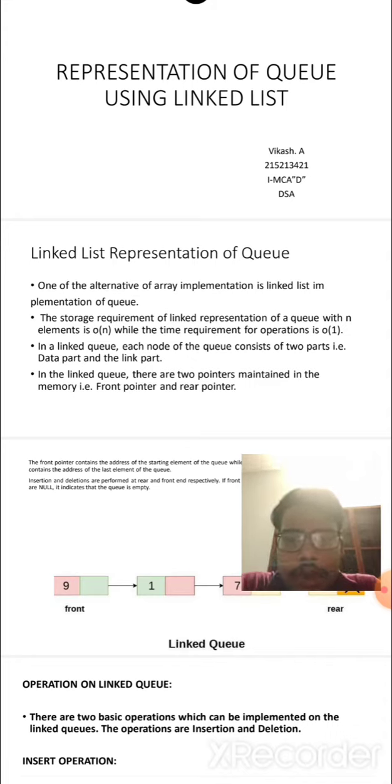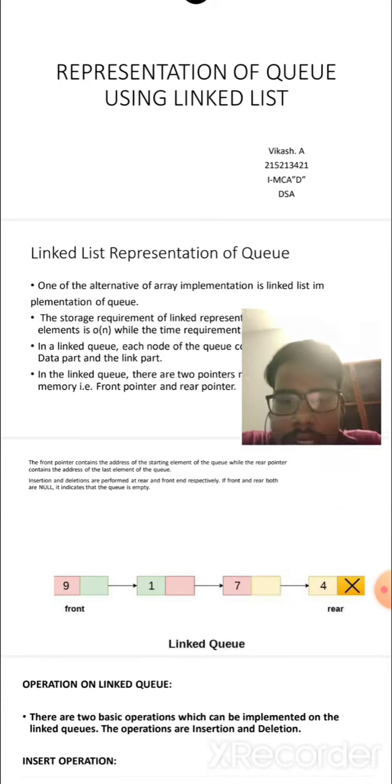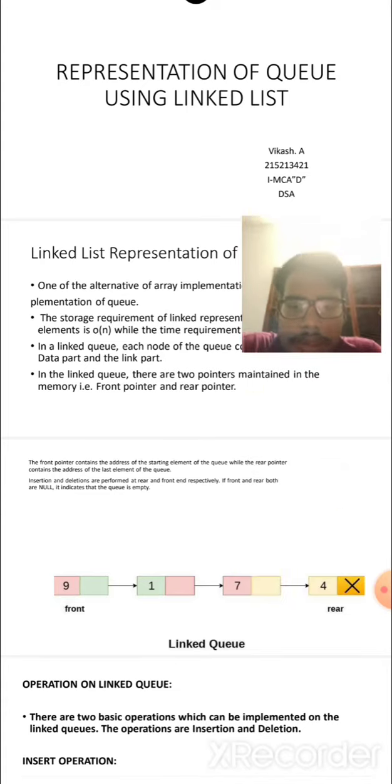In a linked queue, each node of the queue consists of two parts, the data part and the link part. In the linked queue, two pointers are maintained in memory, the front pointer and the rear pointer. The front pointer contains the address of the starting element of the queue, while the rear pointer contains the address of the last element of the queue.